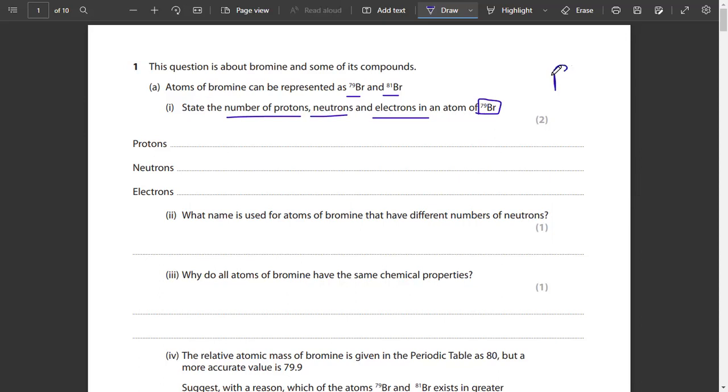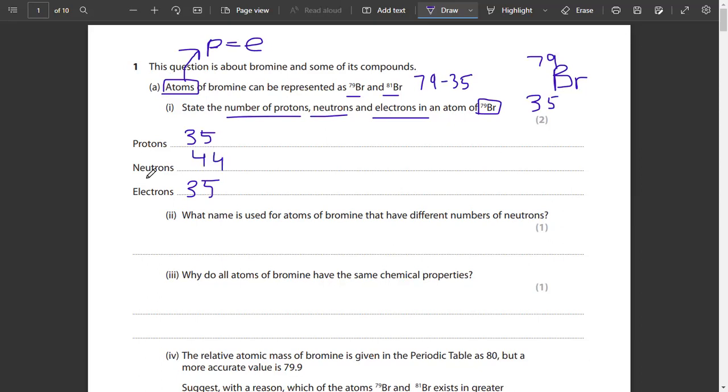So if I talk about Br79 having an atomic number of 35, what are the number of protons? 35. And when we talk about an atom, the protons are always equal to electrons, so electrons will also be 35. Neutrons will be 79 minus 35. 79 minus 35 would give us an answer of 44.